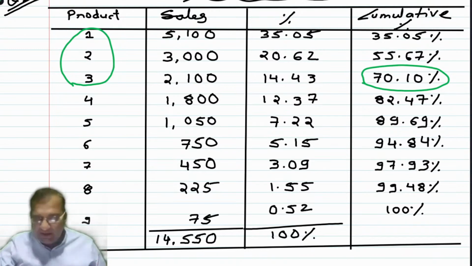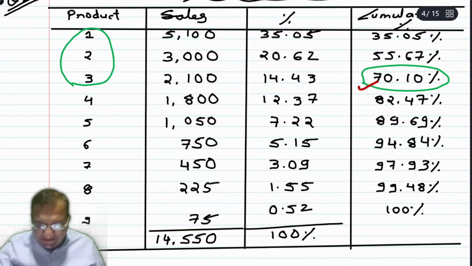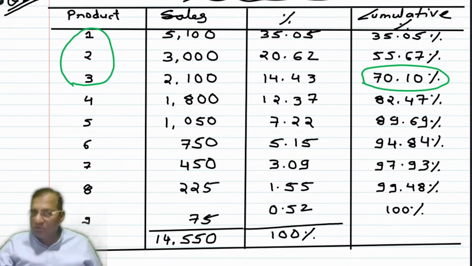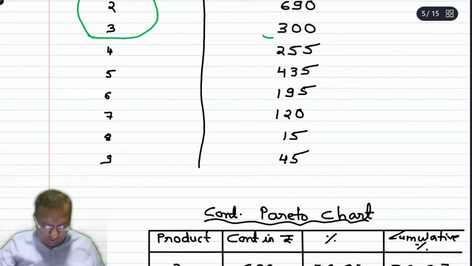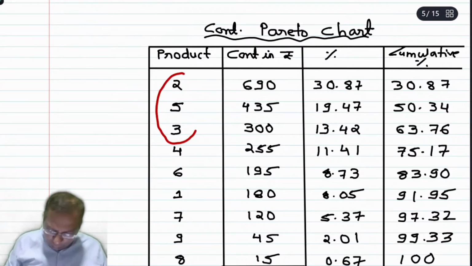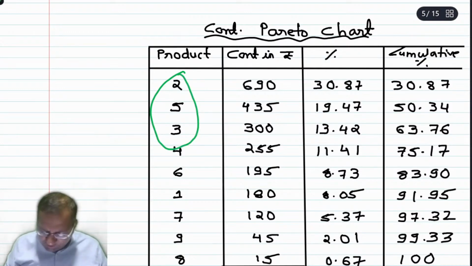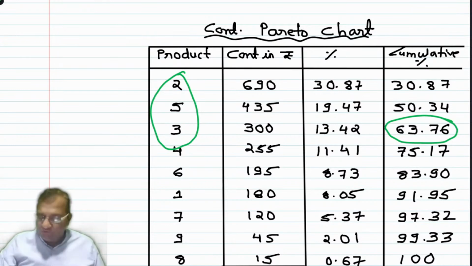So the first point will be product number 1, product number 2 and product number 3 are vital few because they are contributing almost 70% of the turnover. क्लियर हुआ? ये पहला पॉइंट. सेकेंड पॉइंट, similarly in case of contribution you have to say that product number 2, 5 and 3 is almost contributing 64% of total contribution. ये हुआ आपका सेकेंड पॉइंट.